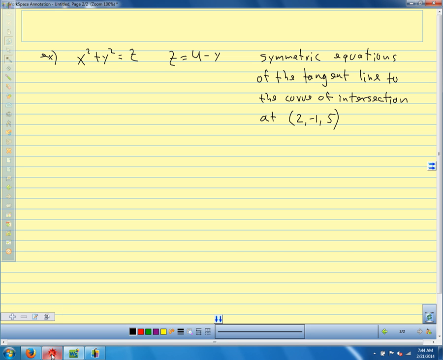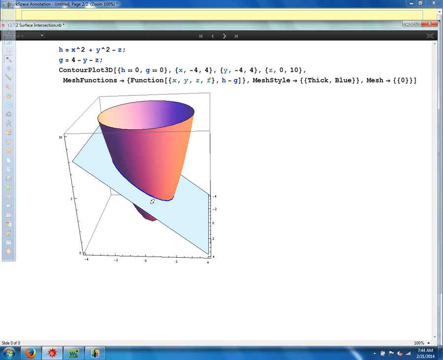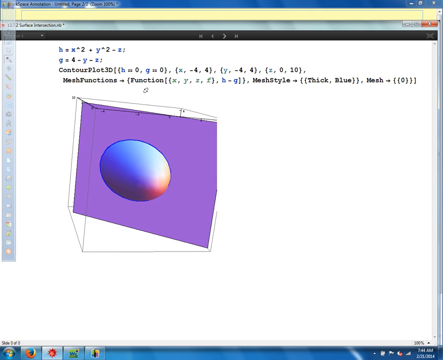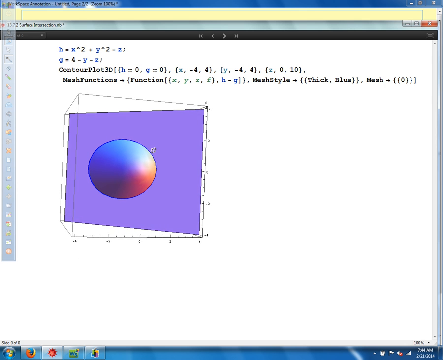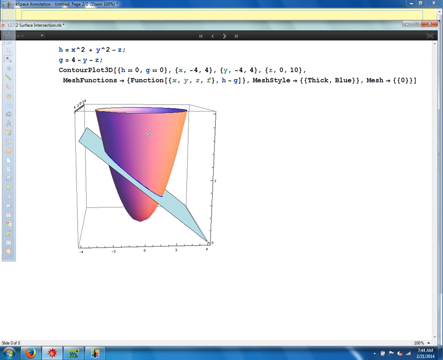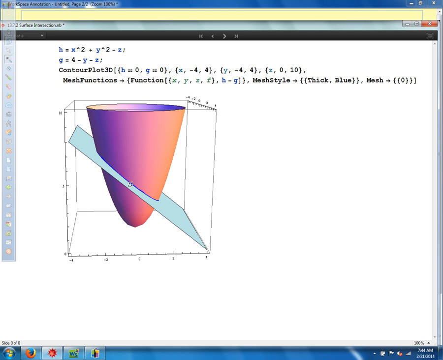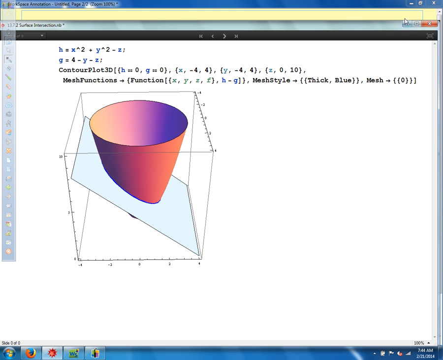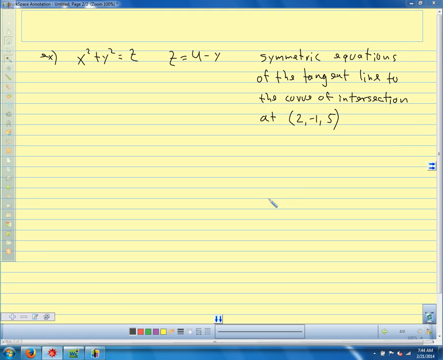So let's take a look at a picture here. There's our paraboloid and there's our plane. And the curve of intersection is that kind of elliptical shape. And we're looking for the symmetric equations for the tangent line to that curve of intersection at that particular point. So how are we going to go about this? What can we do?